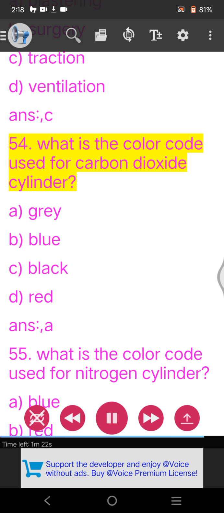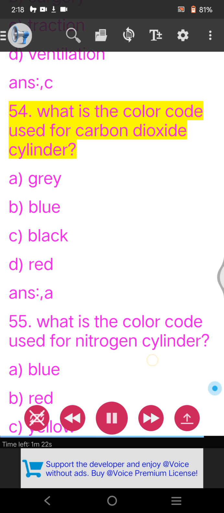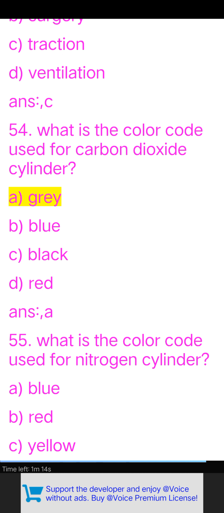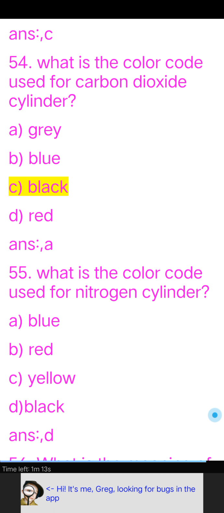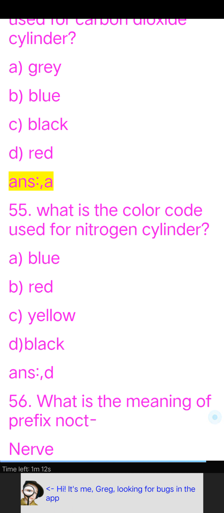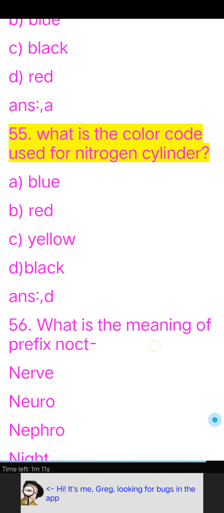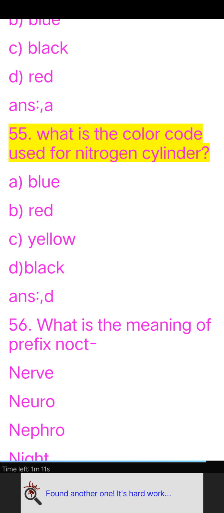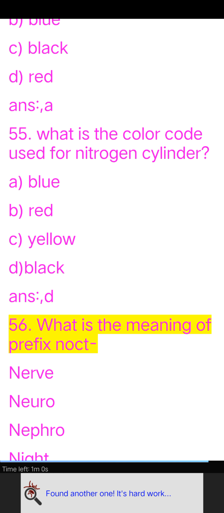Answer: C. 54. What is the color code used for carbon dioxide cylinder? A. Gray. B. Blue. C. Black. D. Red. Answer: A. 55. What is the color code used for nitrogen cylinder? A. Blue. B. Red. C. Yellow. D. Black.